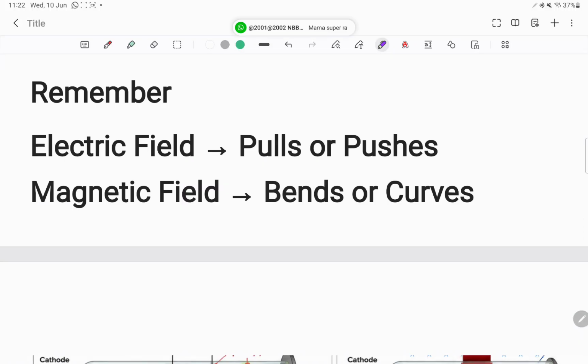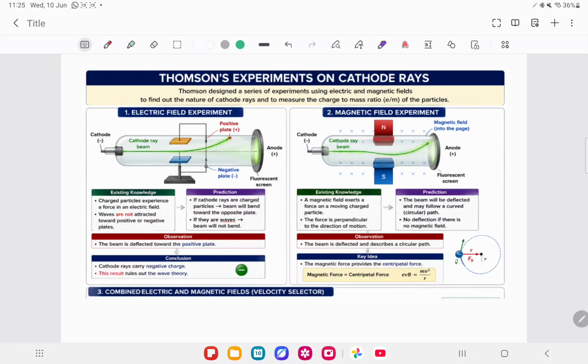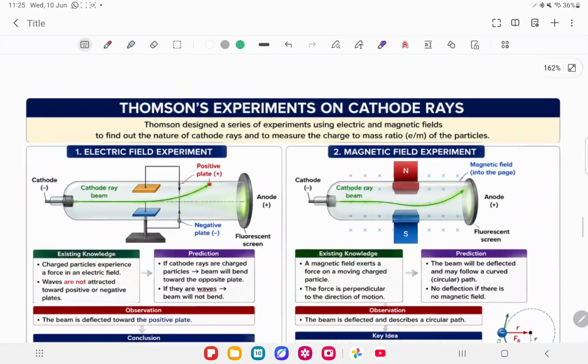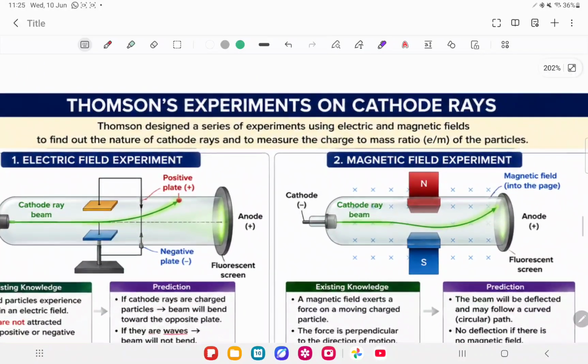Something you have to remember, this is a very important note to remember. Electric fields pull or push the charged particles based on their charge. But magnetic fields bend or curve their path. So J.J. Thomson designed a series of experiments using electric and magnetic fields.